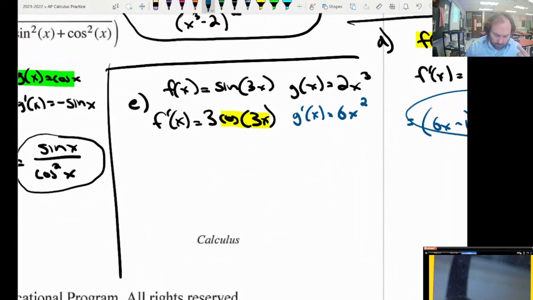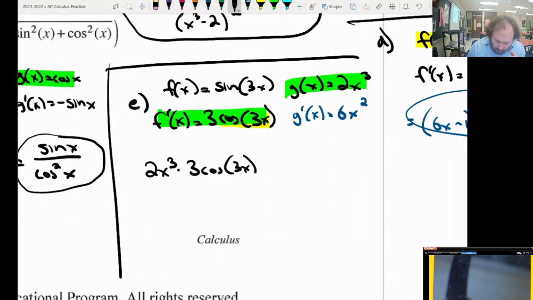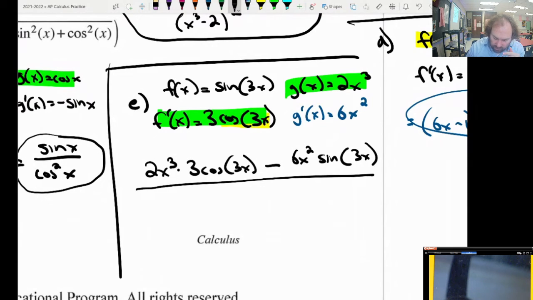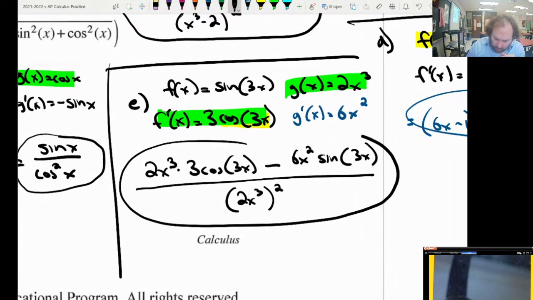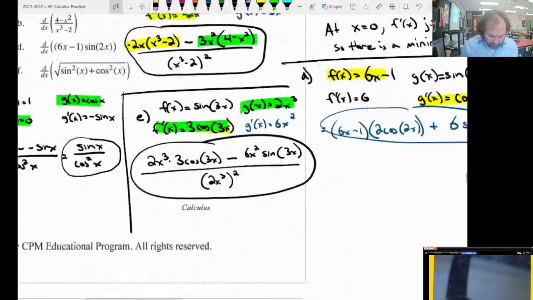Finally, we can run this through the quotient rule. This is a quotient. So again, original g times f prime. 2x to the third. Actually, let's multiply it all the way out. No, let's not. 2x to the third times 3 cosine 3x minus 6x squared times sine of 3x, all over the original g squared, 2x to the third to the second power. You can simplify quite a bit. Don't do it. Very rarely do you actually need to simplify your quotient rule. So we don't typically preach it ever.